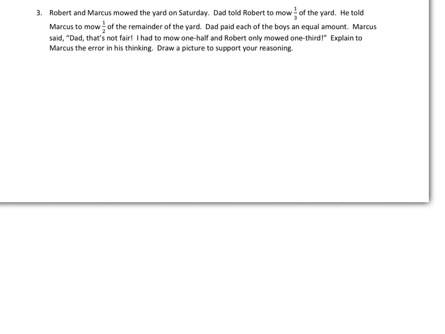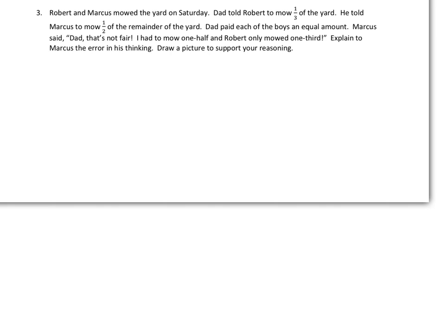Question number 3 says, Robert and Marcus mowed the yard on Saturday. Dad told Robert to mow 1/3 of the yard. He told Marcus to mow half of the remainder of the yard. Dad paid each of the boys an equal amount. Marcus said, Dad, that's not fair. I had to mow 1/2 and Robert only mowed 1/3. Explain to Marcus the error in his thinking. Draw a picture to support your reasoning.